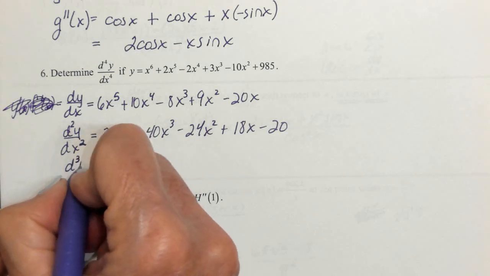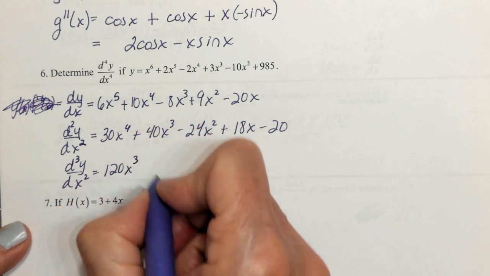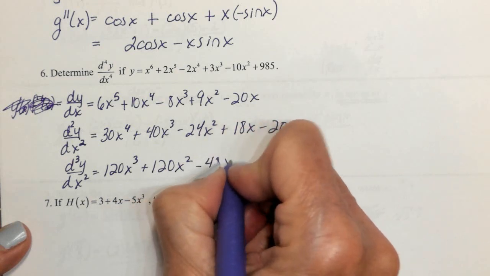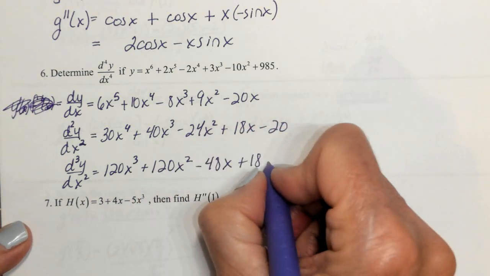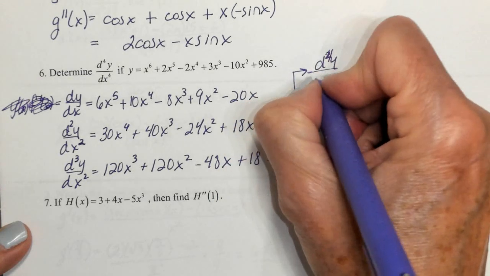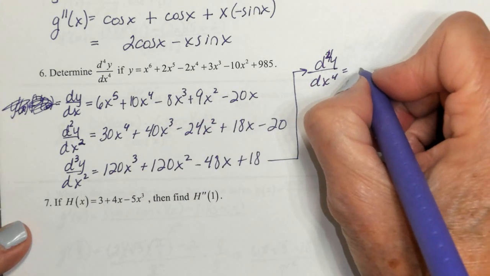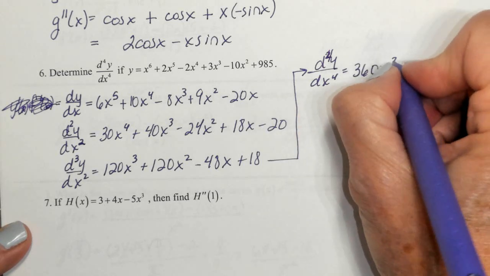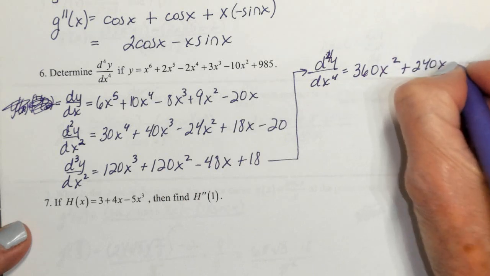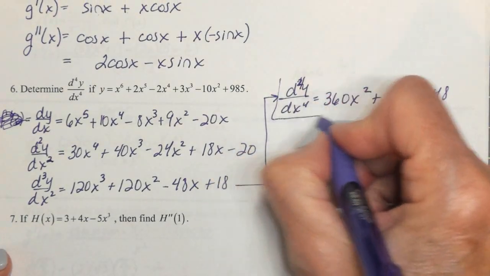Time for a third derivative. 120x cubed plus 120x squared minus 48x plus 18. Another derivative. Oops. Fourth derivative. Okay. 3 times 120, so 360x squared plus 2 times 120 is 240x minus 48. So there is the fourth derivative.